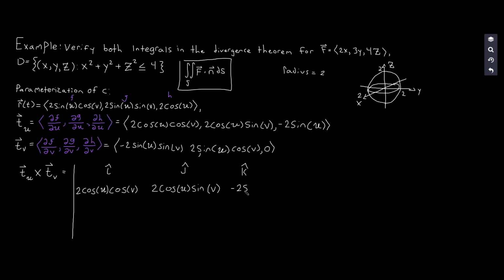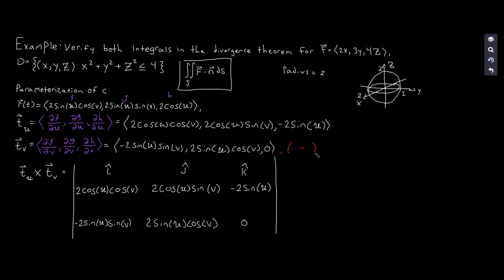That is negative 2 sine of u. So that's going to be vector T sub u. For vector T sub v, for the i hat, it's going to be negative 2 times sine of u times sine of v. Now we're going to do our j hat, and for our j hat, it's going to be 2 times sine of u times cosine of v. And then for our k hat, it's just going to be 0. And so let's just write out the template.